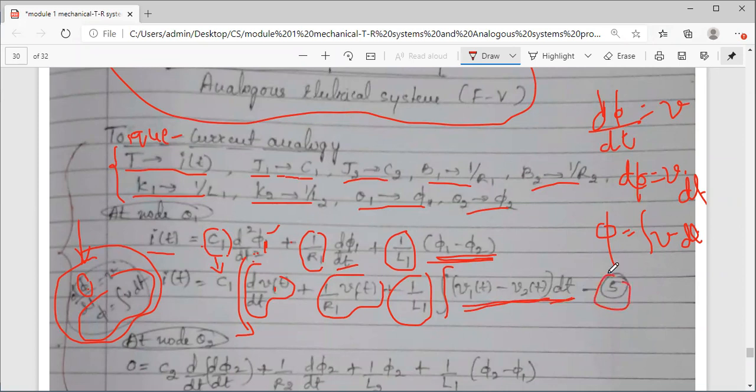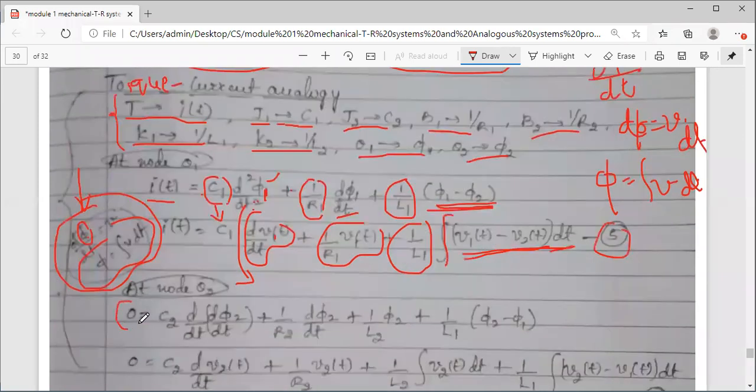That is one node done. Similarly, we will write the equation for the other node. We don't have any applied torque.